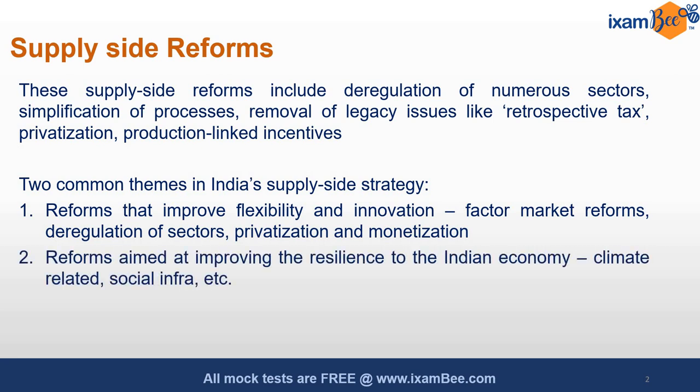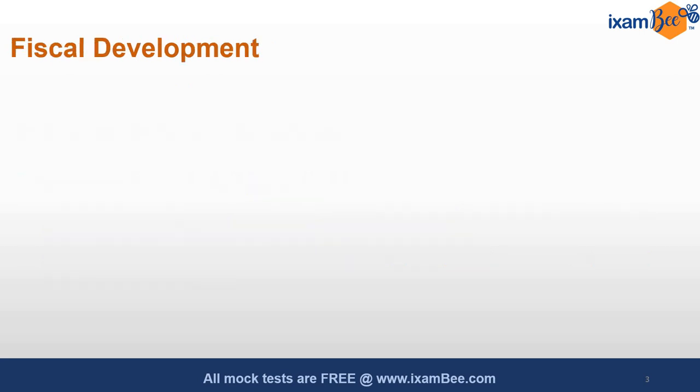The second theme around which the supply side strategy of the government was structured was to improve the resilience, right? So that the Indian economy, if you remember from the last economic survey also, resilience was highlighted there, that it is important that the economy is resilient also. So here the long-term approaches like the climate related and the social infrastructure related steps that the government has taken are also highlighted in a few of the chapters going ahead in the economic survey.